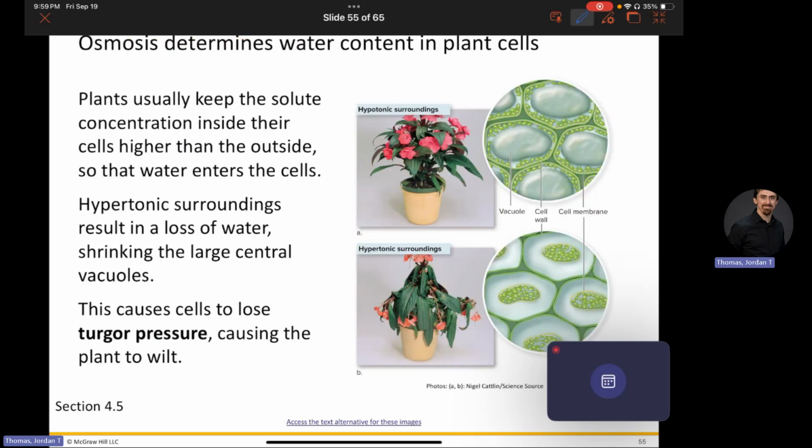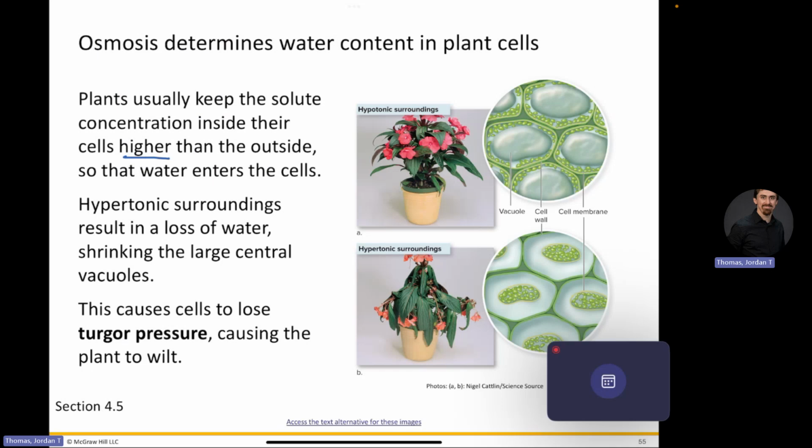So osmosis determines water content in plant cells. Plants usually keep solute concentrations inside the cells higher than the outside, so water enters the cell. Hypertonic solutions. So remember, hypertonic means that there's a lot of solutes outside the cell. Hypertonic surroundings result in loss of water, shrinking the large central vacuoles.